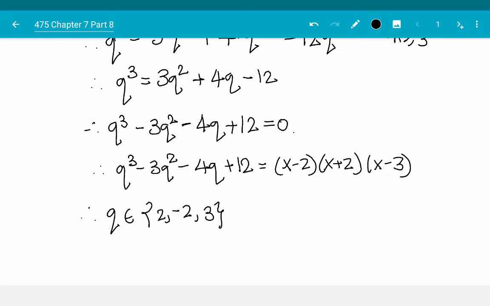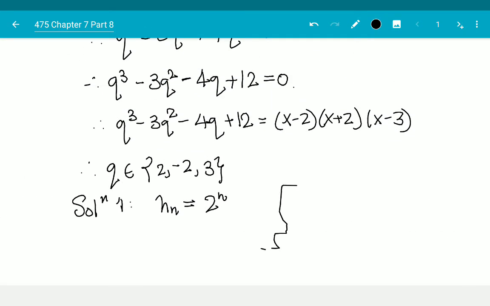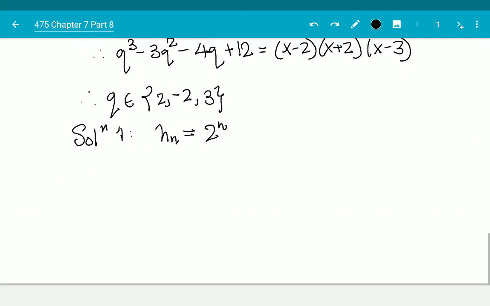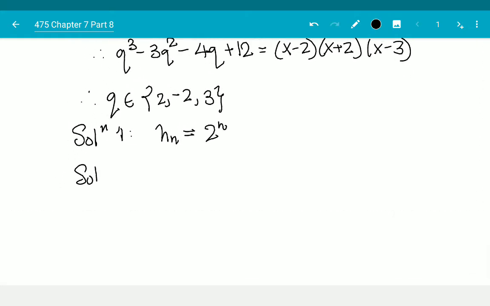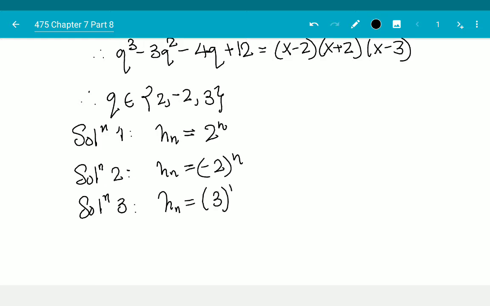Okay, and what does this mean? So I have 3 possible sequences that could be my answer. Solution 1, h of n is equal to 2 to the n, right? Because I said my h of n's were just q to the n, and I found values for q. Well, solution 2, h of n is equal to (-2) to the n, and solution 3, h of n is equal to 3 to the n.